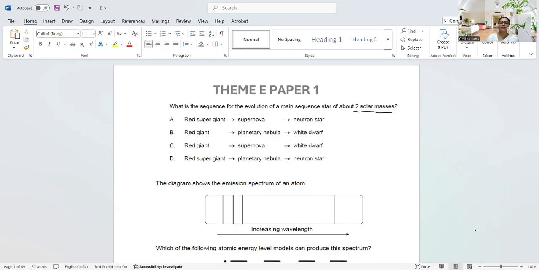If you compare this to the mass of the sun, which is called a solar mass, the star in consideration is not very heavy. It is similar to the mass of the sun because it is just 2 times the mass of the sun. So it would pass the stages that a sun would pass. That is, it would go from red giant, then to a blast, which is a planetary nebula, and when the core is remaining, it will become a white dwarf. So the answer is option B.